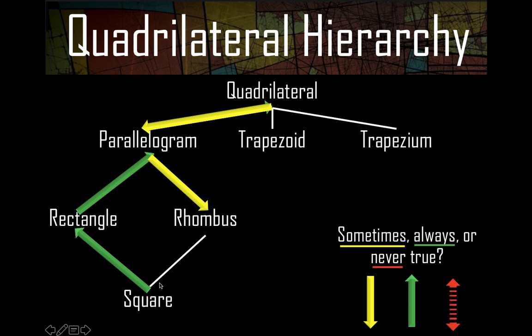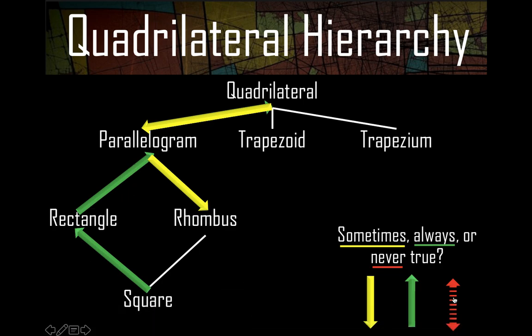So our green arrow takes us from a square. A square is always a rectangle. A rectangle is always a parallelogram. And a parallelogram is always a quadrilateral. So you can see that green arrow going that way. So if you're at a square, you know that a square is a rectangle is a parallelogram is a quadrilateral. So you can see that little flow chart over there.